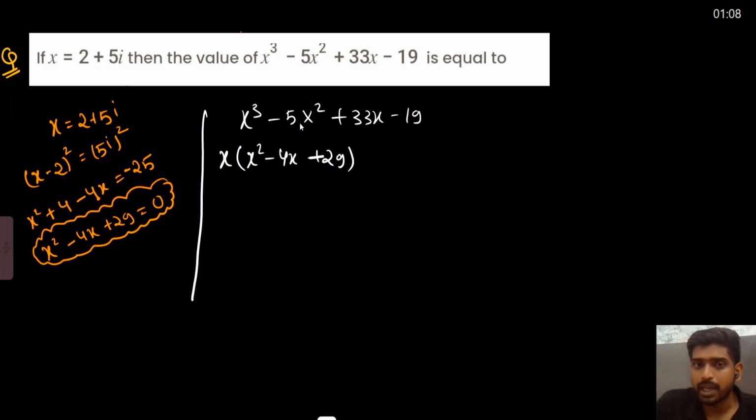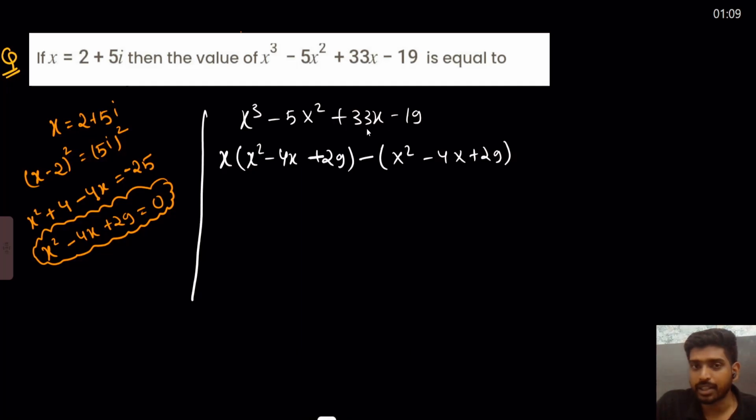But now we'll try to balance this 5x square. How many x square do we already have? When this x cube gets multiplied with this minus 4x, I'll get minus 4x square. But I want minus 5x square, right? So one more minus x square we need. How to get minus x square from here? We'll multiply this complete expression with minus 1: x square minus 4x plus 29. Got it? This also got balanced.